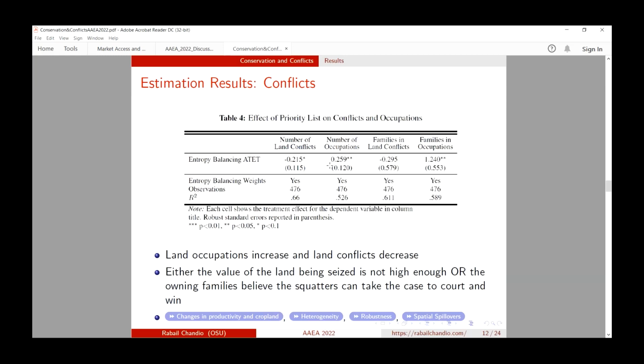And now, why is this happening? That is something that we need to consider further. So either the value of the land being seized is not high enough for the landowner to fight for it. Maybe that's why we're seeing the conflicts are decreasing. Or it's that the landowners don't really think that if they exert effort, they're actually going to be successful in doing that. Like they thought it's a lost case, so why fight for it?